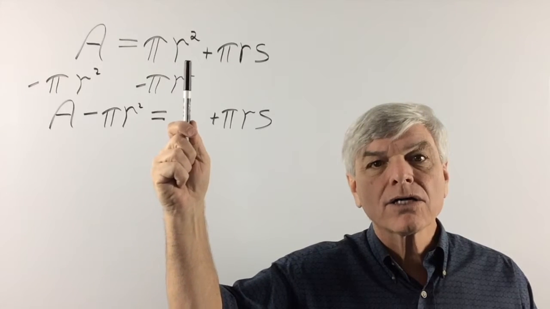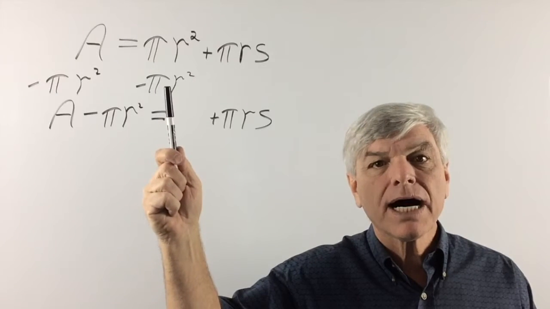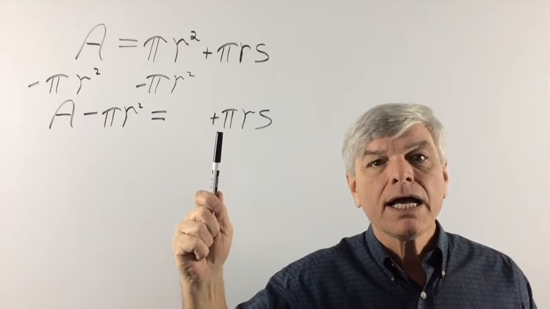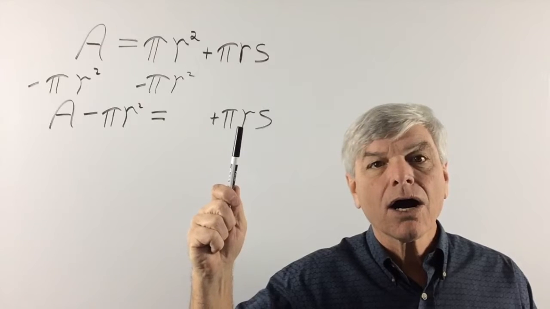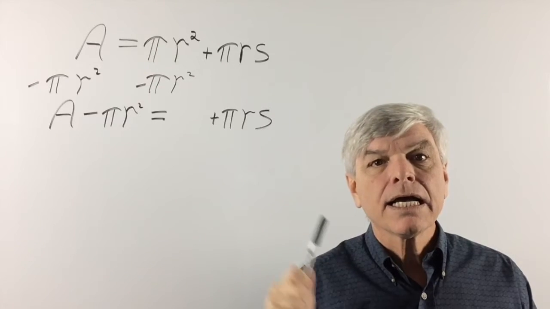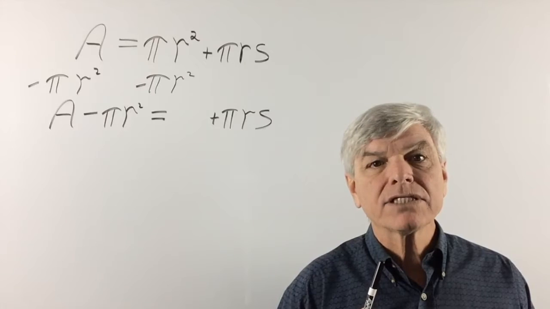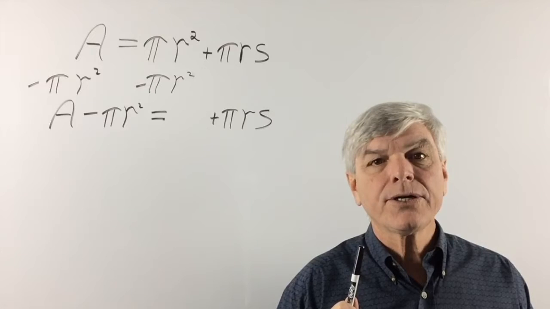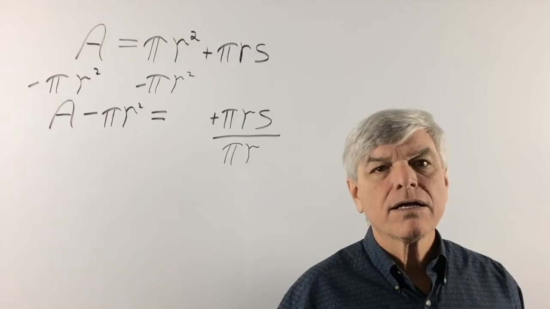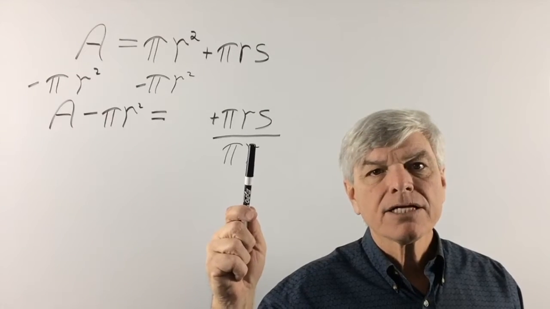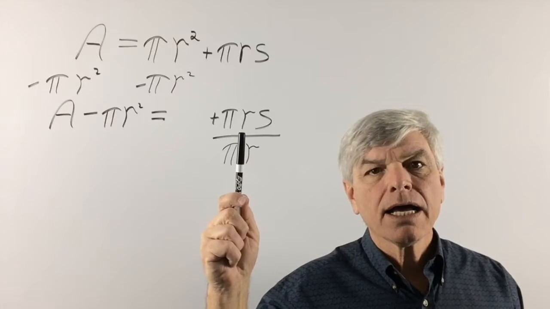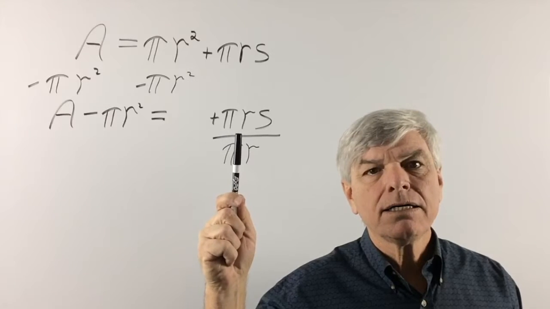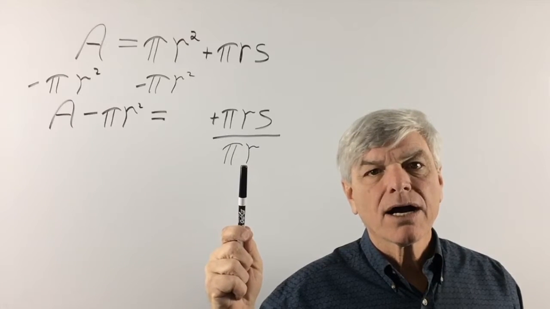The pi r squared minus pi r squared is eliminated, so we're going to have a little bit of a gap there. And pi r s. And that's all that we have that's associated with the s. So what are we going to do to get s alone? Well, s is multiplied times pi, and it's multiplied times r. That is to say, it's multiplied times pi r. So we're going to divide by pi r.